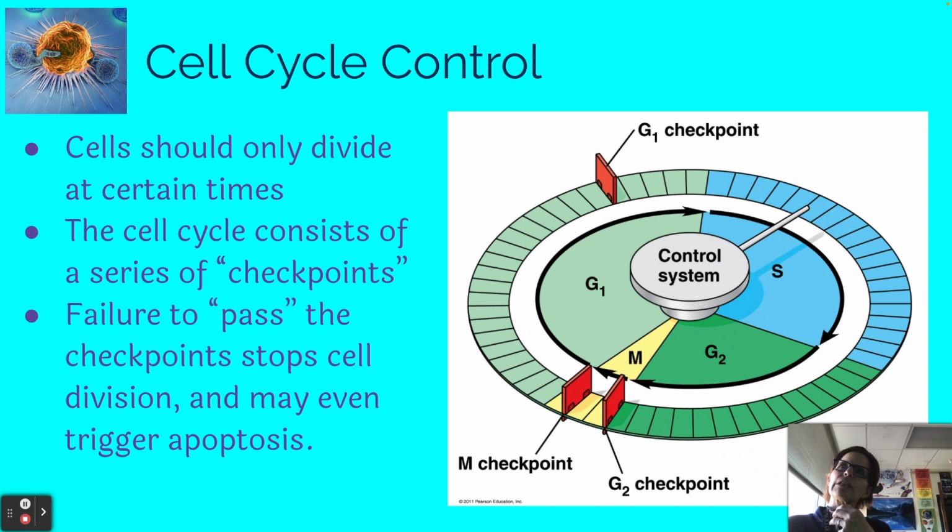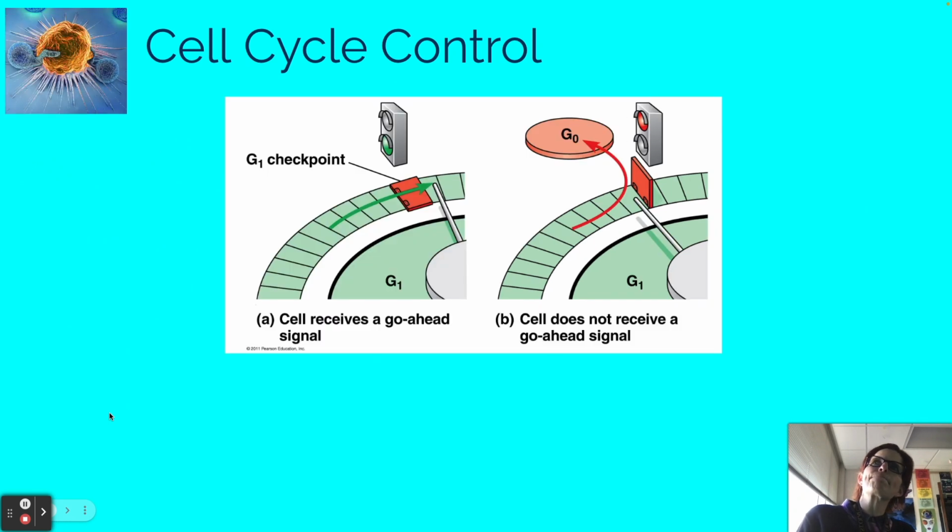It says cells should only divide at certain times. They have a whole bunch of checkpoints that they have to pass, which is just a really crazy concept. If they pass the checkpoint, then it means that they're a healthy cell and they can continue on with division. But if they don't pass a checkpoint, then they either get repaired or they enter into apoptosis. So failure to pass the checkpoints stops cell division and may even trigger cell suicide.